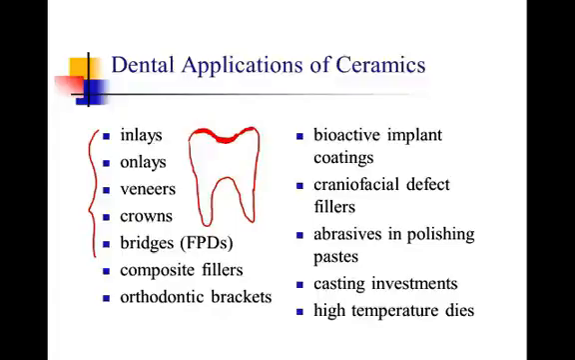We can make a full coverage crown out of ceramic layered with various types of ceramics, or sometimes a ceramic fused over another material like metal in the core of the crown. And then, of course, we have bridges or fixed partial dentures that are like crowns except for multiple teeth. So these are the applications that most people assume might be the only applications for ceramics in dentistry. However, there are other important applications.